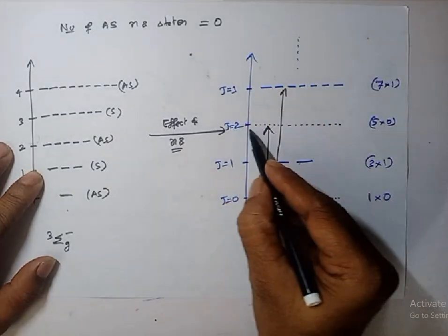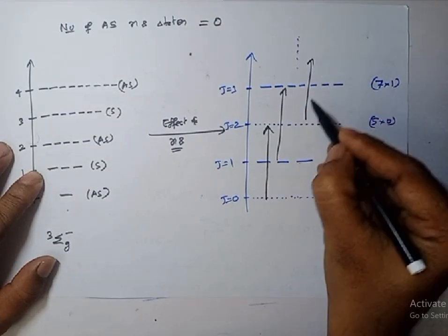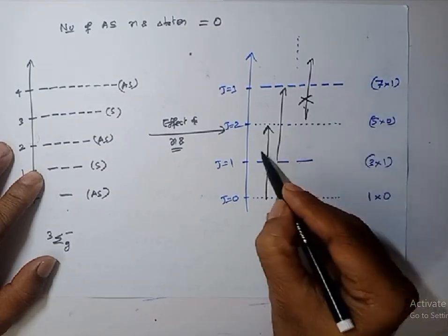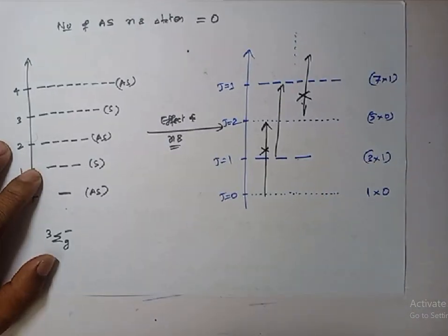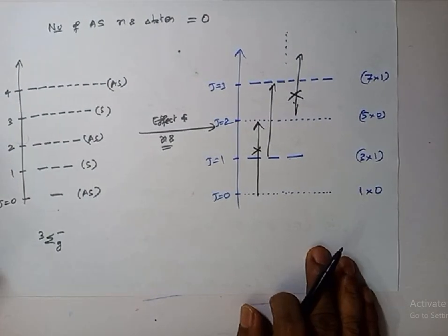For J equal to 2 level, again there are no states. So this 2 to 4 line does not appear. This line does not appear. So alternate lines are missing in the spectrum.